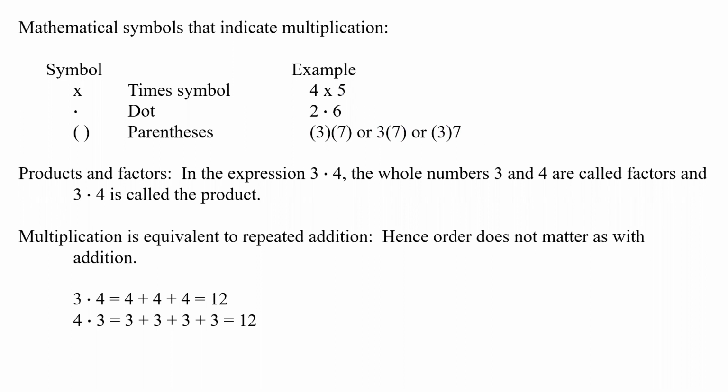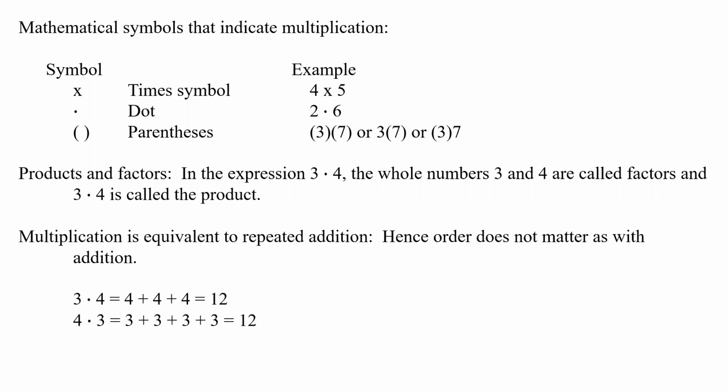So you could take 4 times 5 and get 20, or 2 times 6 and get 12, or 3 times 7 in any of those fashions and still get 21. Now, products and factors. In the expression 3 times 4, the whole numbers 3 and 4, just the numbers themselves, are called factors. And then the 3 times 4, the whole thing with the dot in between, that's called the product. Now, if you think about it, multiplication is really equivalent to repeated addition.